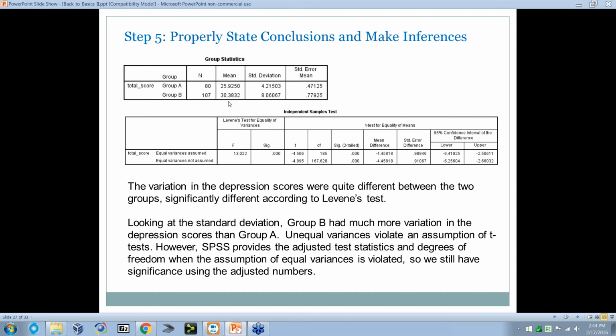Okay, so the variation in depression scores was quite different. Standard deviation, you would square this, and that would be your variance. When you square them, they do become bigger. You can see the differences in the standard deviation. This one's twice as big of a spread as this one, just about. If we look at standard deviation, they had much more variation in group B. Unequal variances violate the assumption, but like I said, we have that test. If it shows significance, we just look at those bottom numbers.